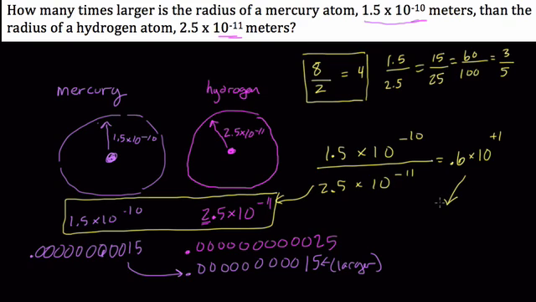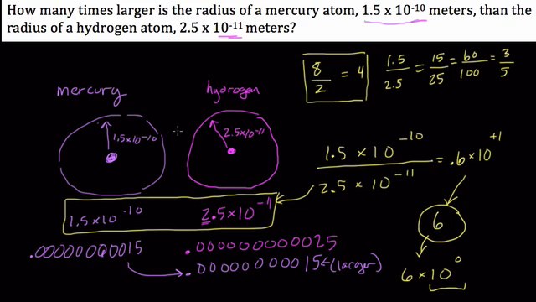And if they don't give you the answer in this form, maybe they want it in scientific notation, or maybe they just want you to multiply the 0.6 by 10. So what I would do is multiply 0.6 by 10 to get 6. And if you had to write this in scientific notation, that would be 6 times 10 to the 0 power, because 10 to the 0 is just 1, and 6 times 1 is still 6. So here really the answer is 6. The mercury atom has a radius that's 6 times larger than hydrogen.